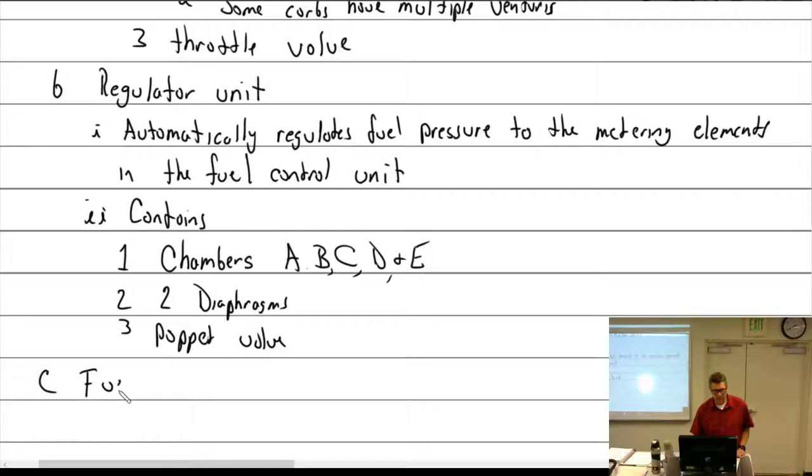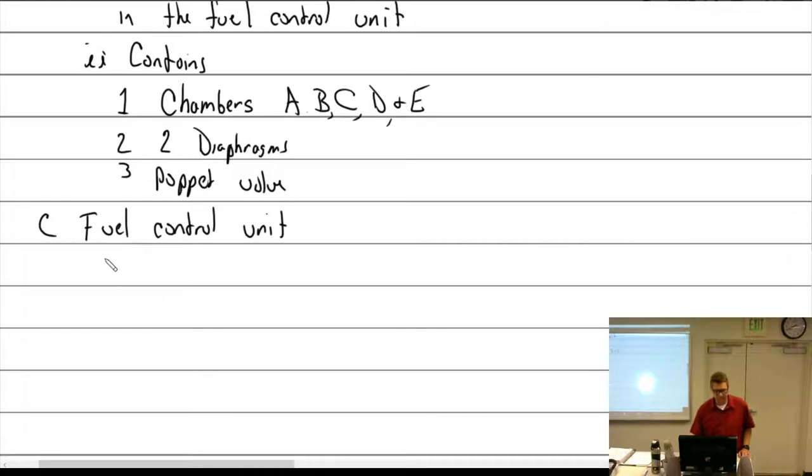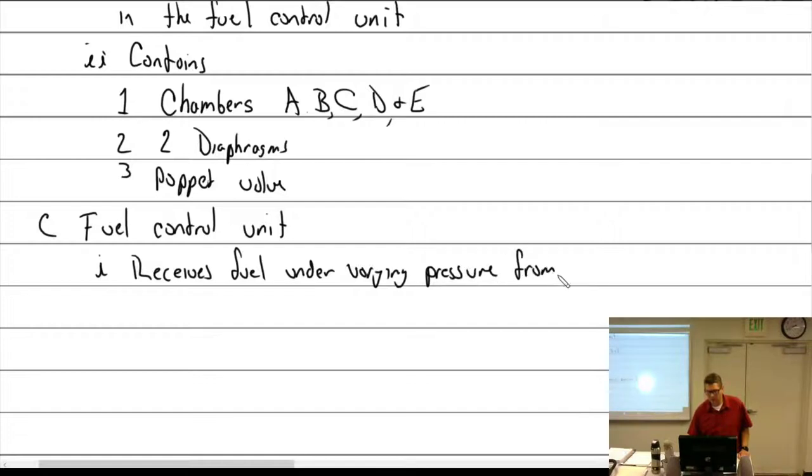Moving on, we have the fuel control unit. What's in the fuel control unit? Metering jets. There you go. It receives fuel under varying pressure, because the fuel coming out of D is a varying pressure from the regulator, and meters it to the discharge nozzle. The fuel control unit receives fuel under varying pressure from the regulator unit and meters it to the discharge nozzle.